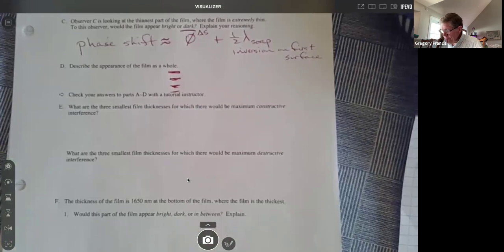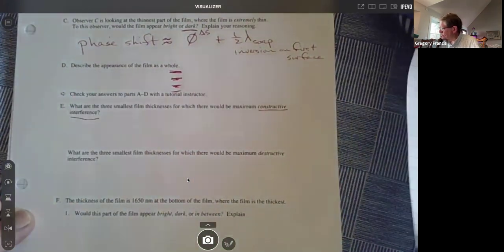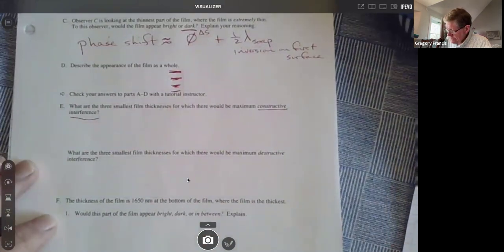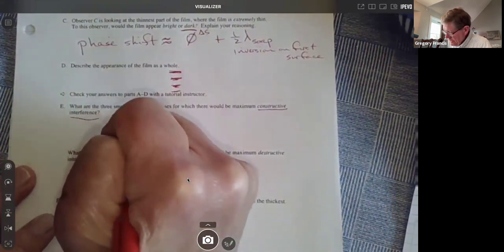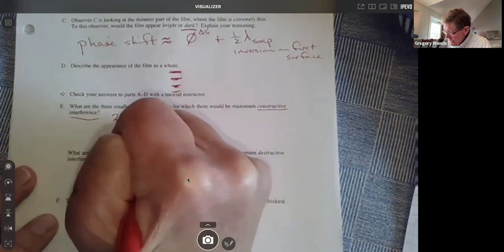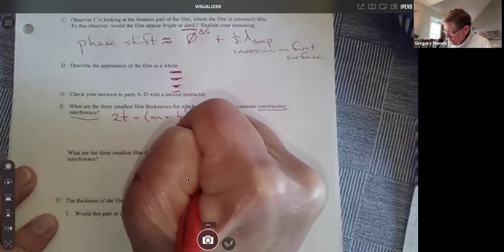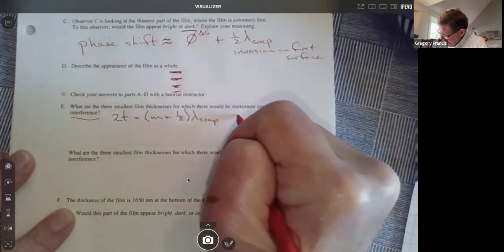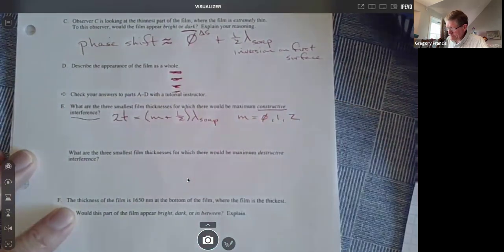What are the three smallest film thicknesses for which there would be maximum constructive interference? Okay. Well, for maximum constructive interference, we would have the path length difference of 2t is going to equal m plus 1/2 lambda of the soap, for m equals 0, 1, and 2.